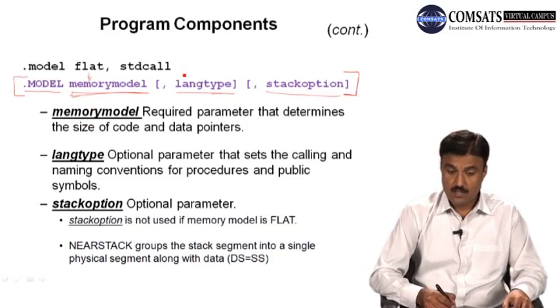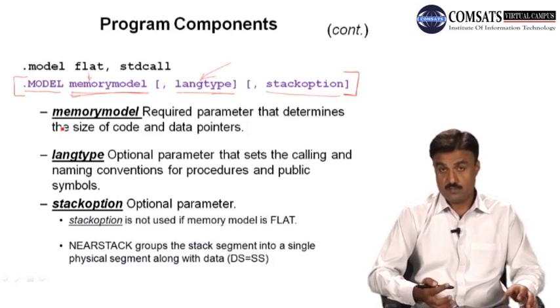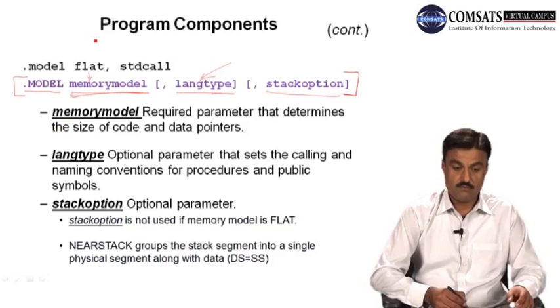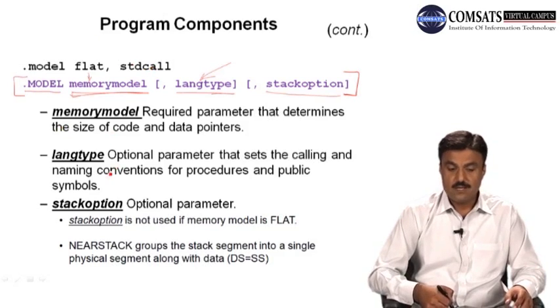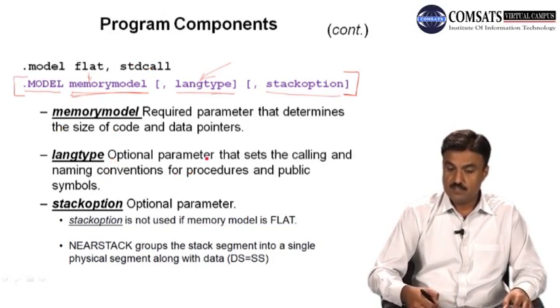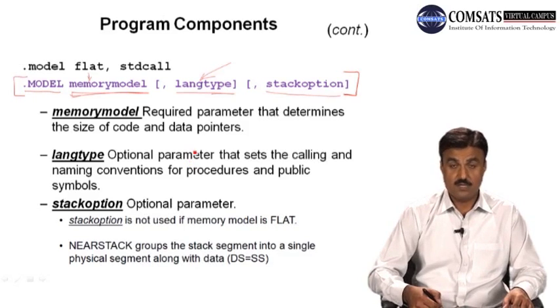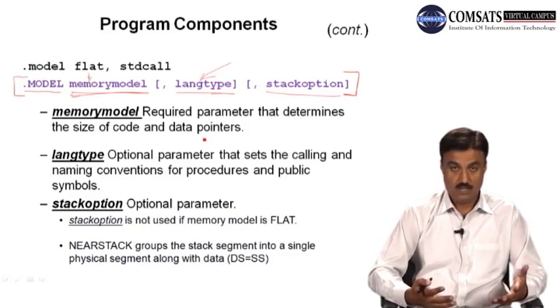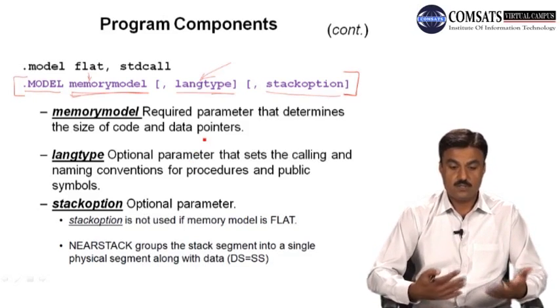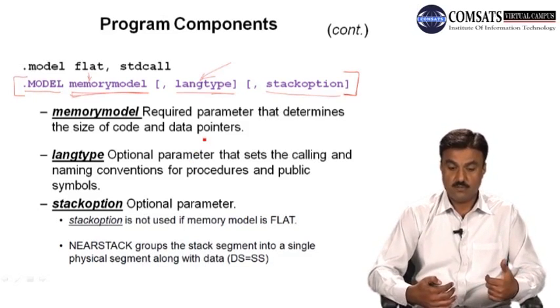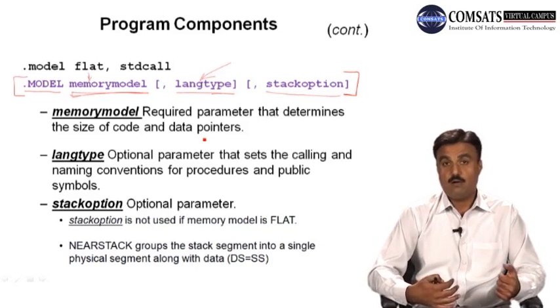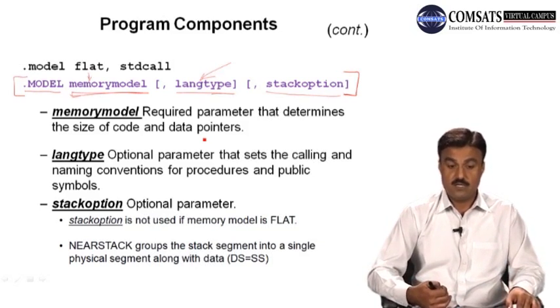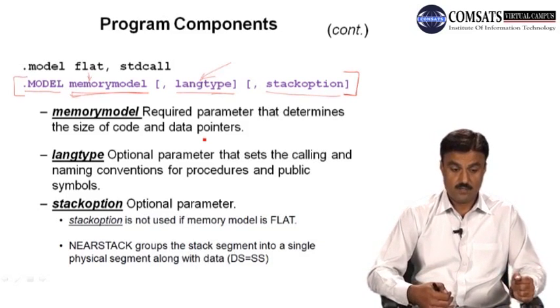The next is the language option. This is optional. If you want to use it, it's okay; if you don't want to use it, it's okay. But here we use stdcall. This language type is an optional parameter that sets the calling and naming conventions for procedures and public symbols. It means how we call procedures, how we assign their names, and so on, for the procedures and public symbols that we are using in our assembly language.